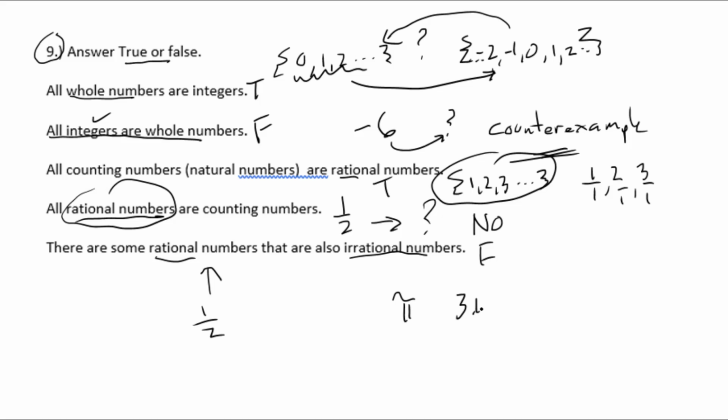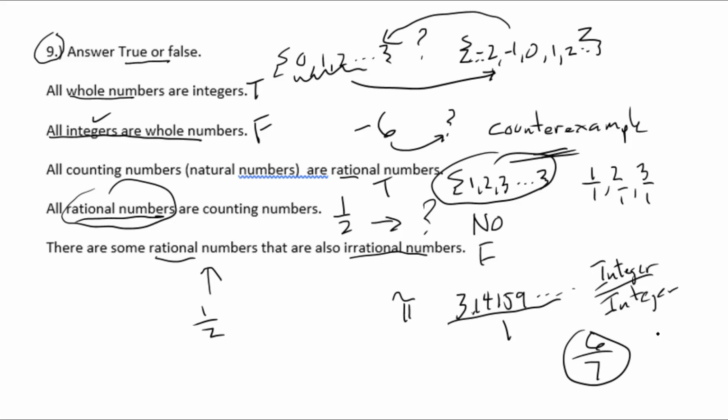Pi is 3.14159, etc., etc., etc. It never repeats and it never ends. So you cannot write it as a fraction. You can do this. You think that's a fraction? No. A fraction is an integer divided by an integer. So 6/7 is a fraction. But 3.14159 over 1 is not a fraction. You can't make it a fraction. So these are the two major issues.